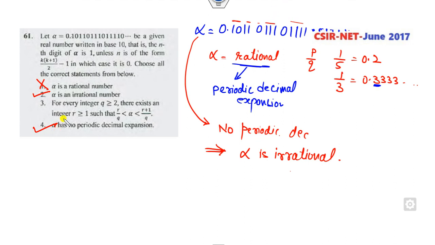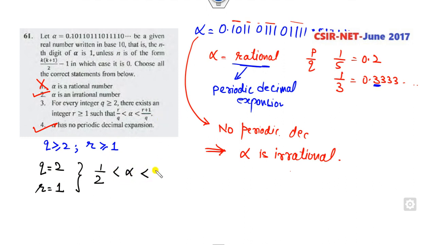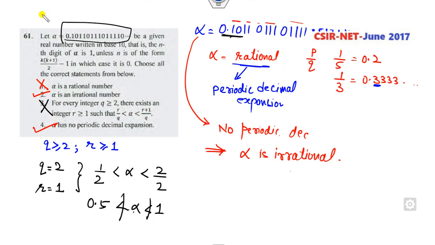Now check the third option. For every Q which is greater than or equal to 2, there exists an R which is greater than or equal to 1. So since it exists for all, I can simply take Q as 2, R as 1, because of equality here. Now based on this, what is R over Q? Here, alpha, 2 over 2. Fine. R plus 1 is 2 over 2. So can this alpha lie in between them? No, because this is 0.5, this is 1, but alpha is 0.1, it does not belong to them. So this option is cancelled. The right answers are B and D.